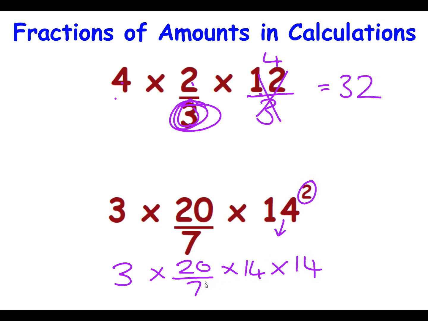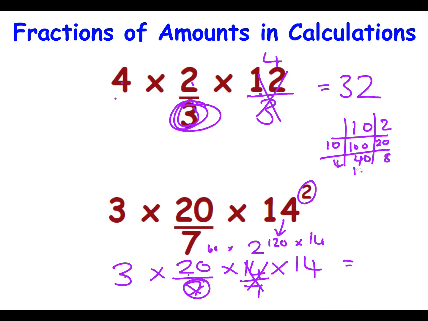Now, when we look at it with our denominator of 7, I can see 7 divides into 14 quite nicely. It goes in twice, so it kind of gets rid of it. So now we've got 3 times 20, which is 60, times 2, which is 120, and then 120 times 14 will give me my answer. So you get 1,680.